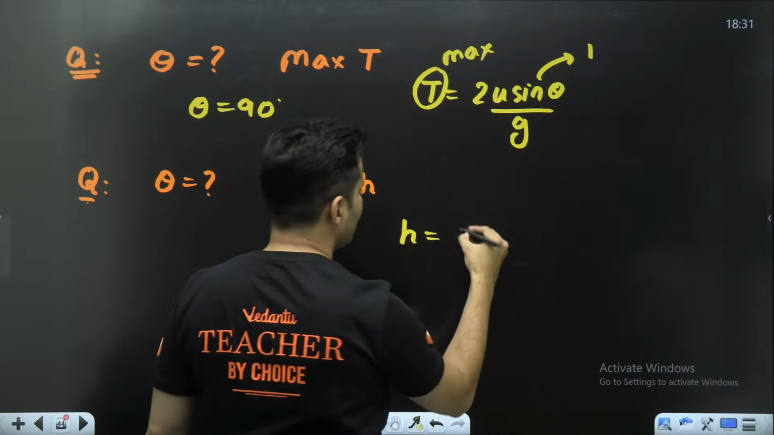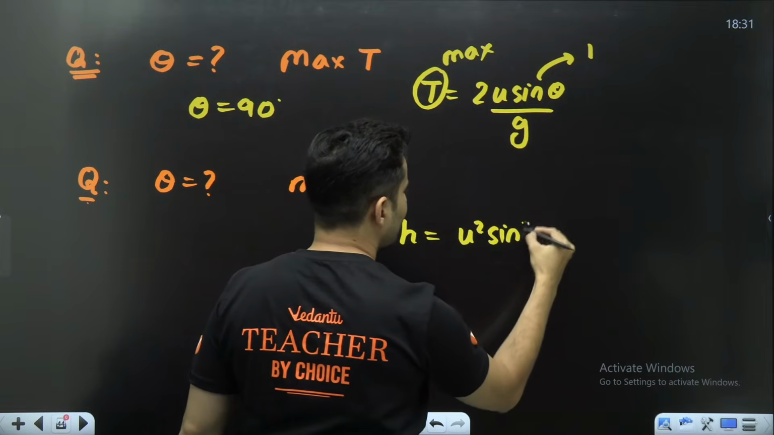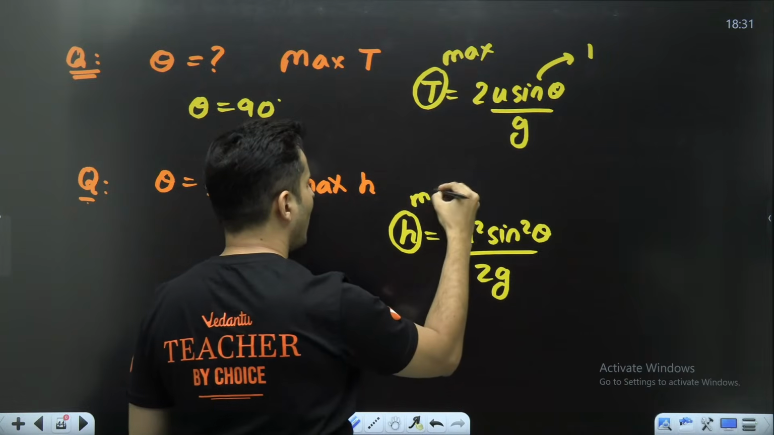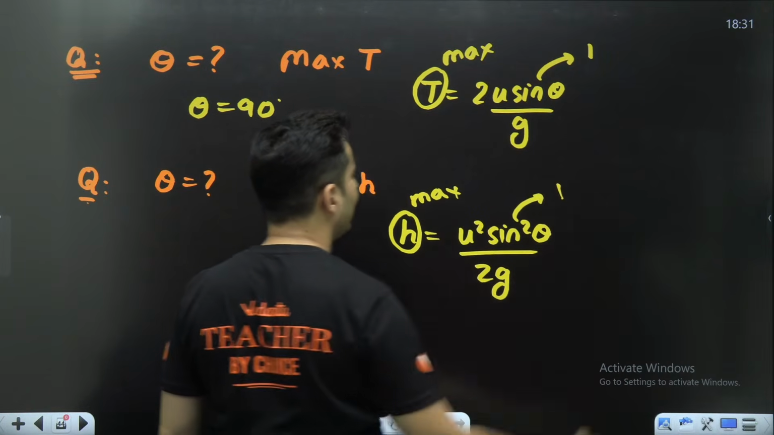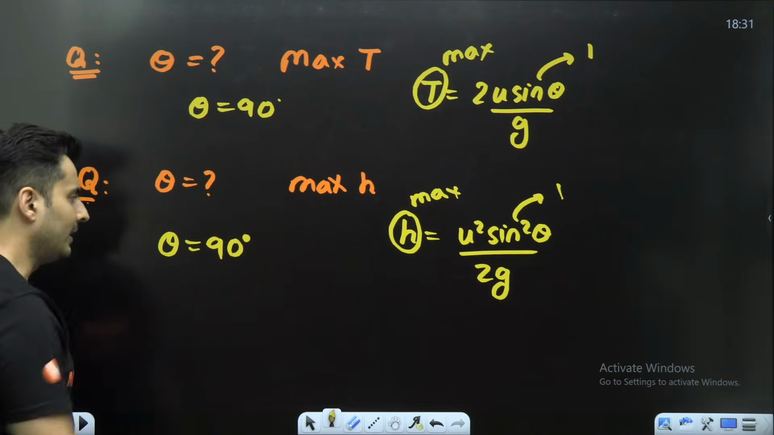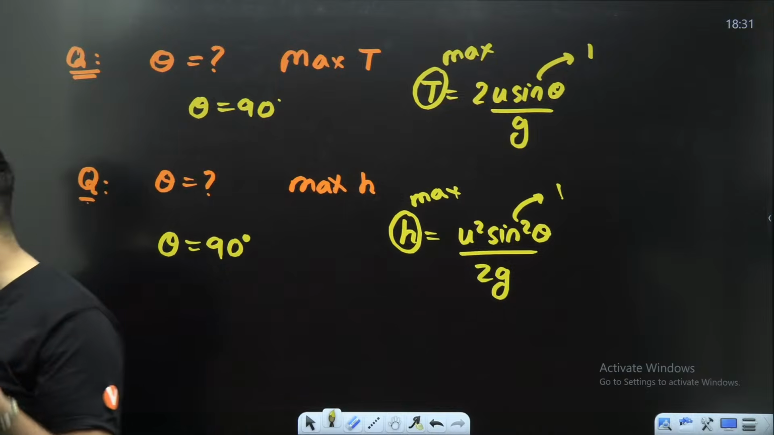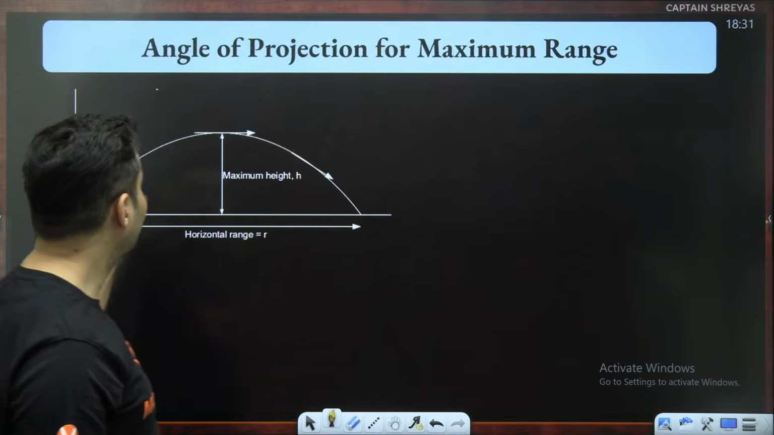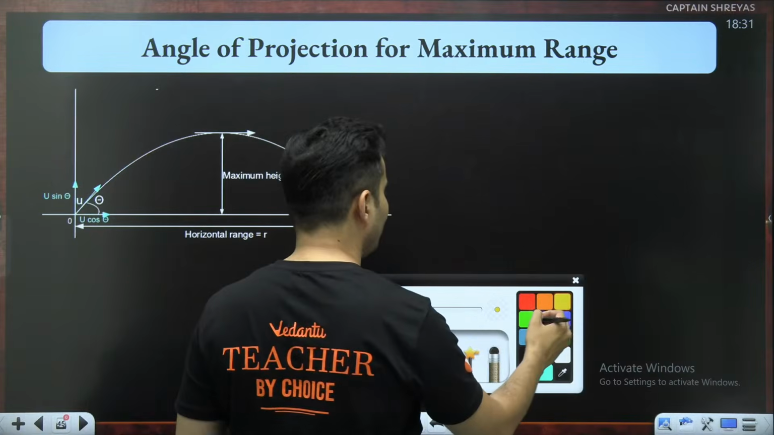Height formula is u square sine square theta by 2g. You want to make height maximum. You want to make sine theta as 1, which means again theta is 90 degree. So yes, the answer is 90 degree for both. But when it comes to range, you need to be really careful.